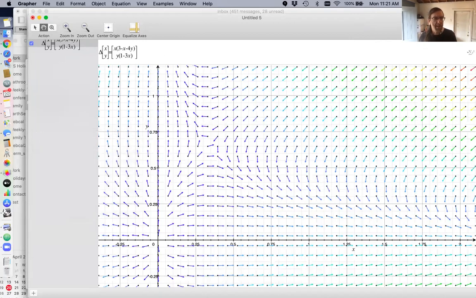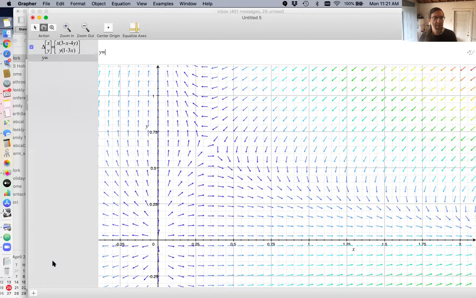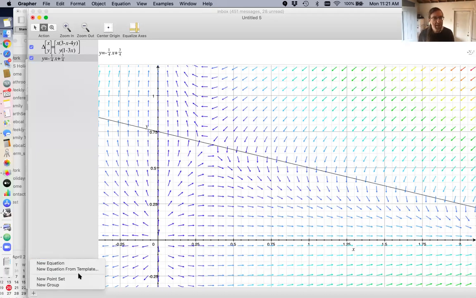Tell you what, let's add to this some of those nullclines just so we can see them. So she got y equals minus 1/4 x plus 3/4. There's one of the nullclines. And she also got x equals 1/3. Let's add that into the picture.